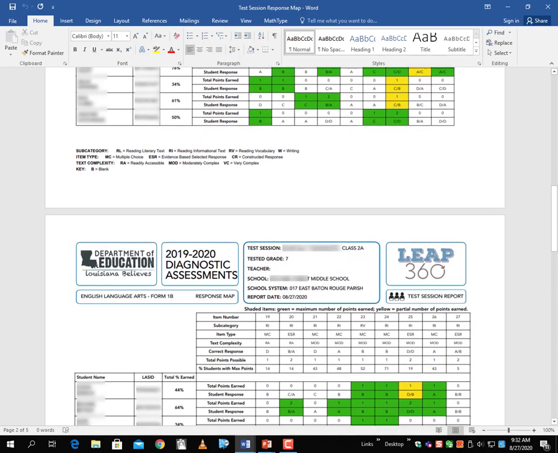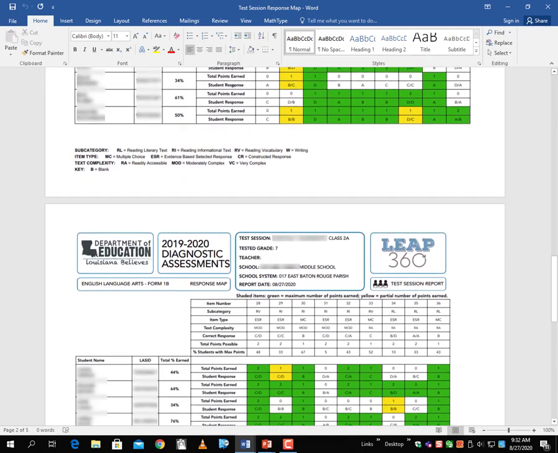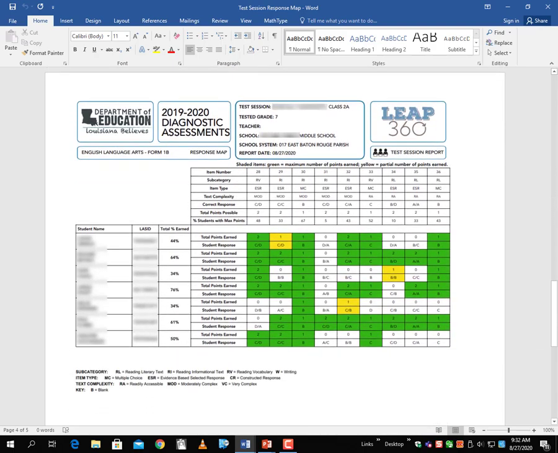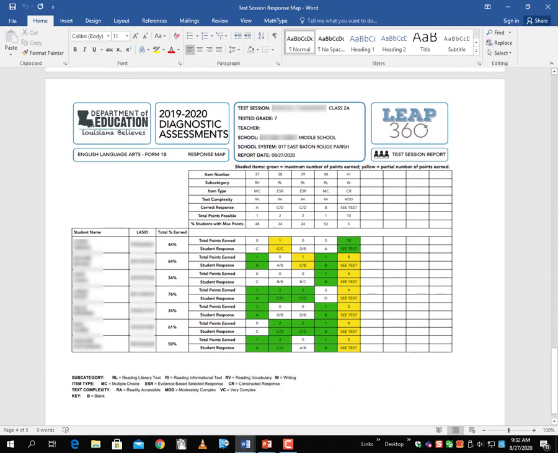The third page goes from items 19 through 27. The same students. Student 1 all the way to that last student that's listed here. The fourth page goes from 28 to 36. And then the next page here goes from 37 to 41, and on this particular test there were 41 items.